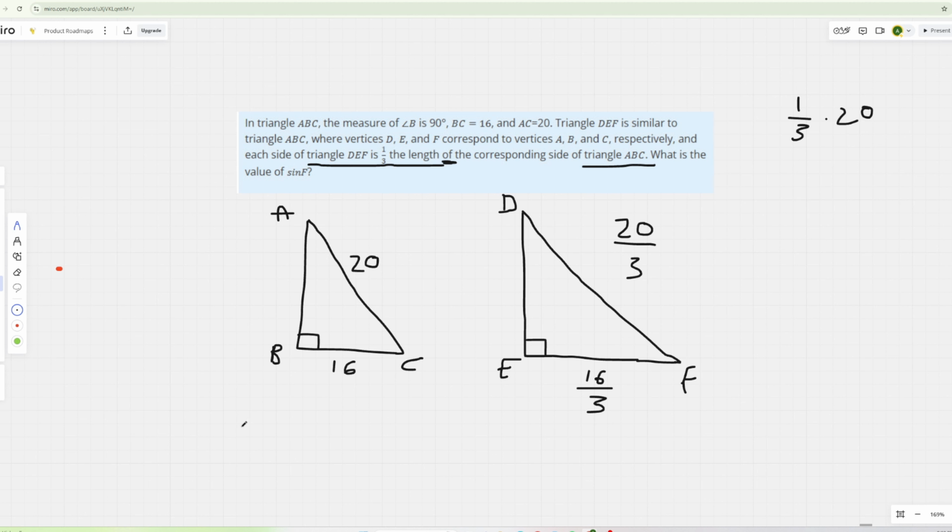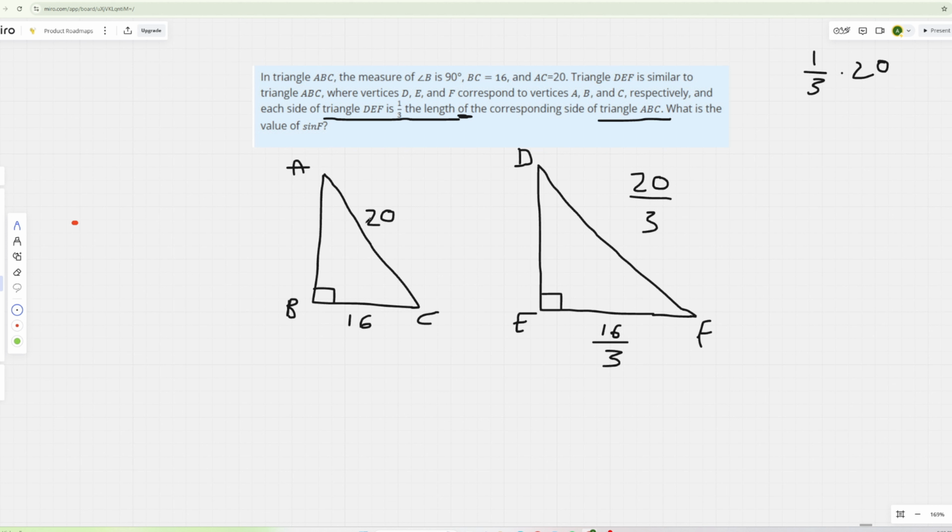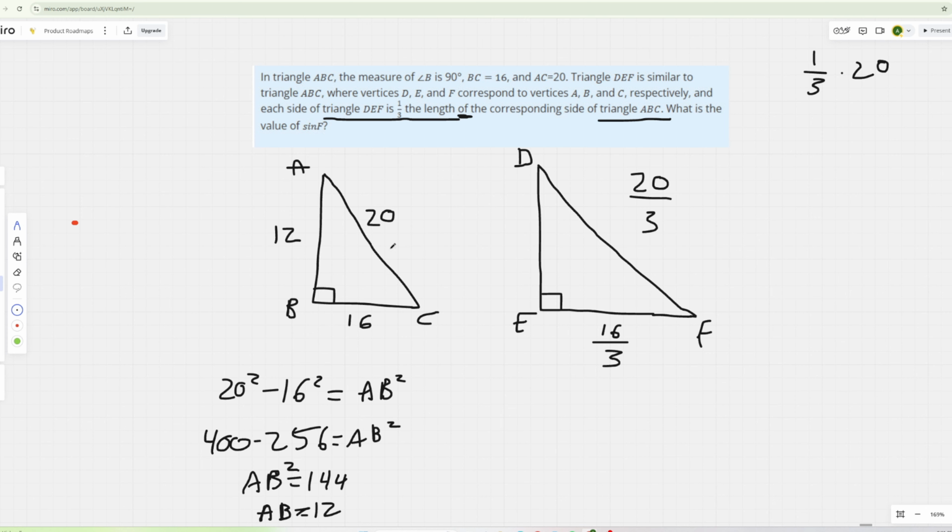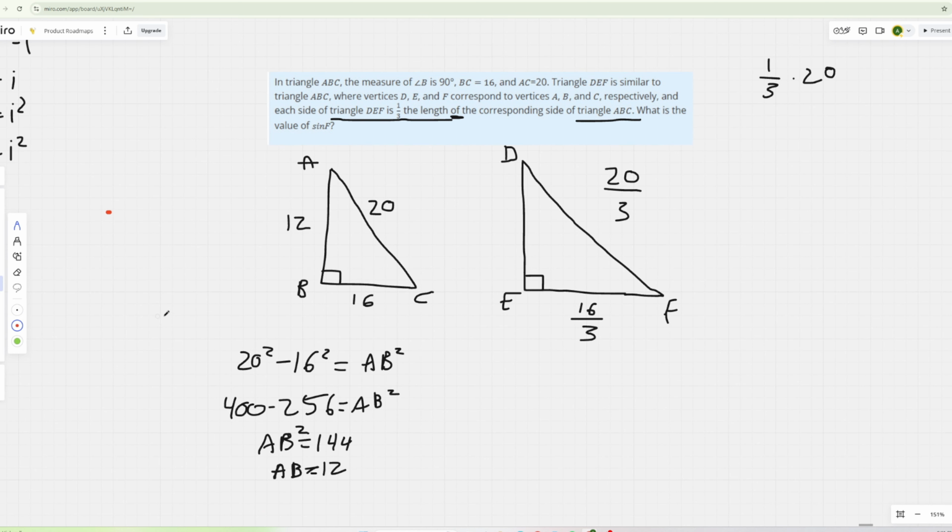Now, using the Pythagorean theorem, we just figure out what AB is. AC is the hypotenuse, so 20 squared minus 16 squared equals AB squared. You guys, the whole test is basically calculator. You can use your calculator, but this is also a Pythagorean triple, so you get 12. This is just kind of extra, you don't need this. You can just use your calculator. It's just a refresher on the Pythagorean theorem.